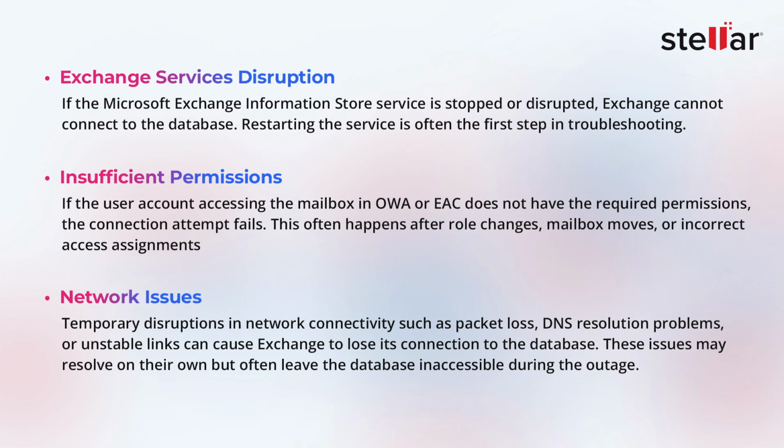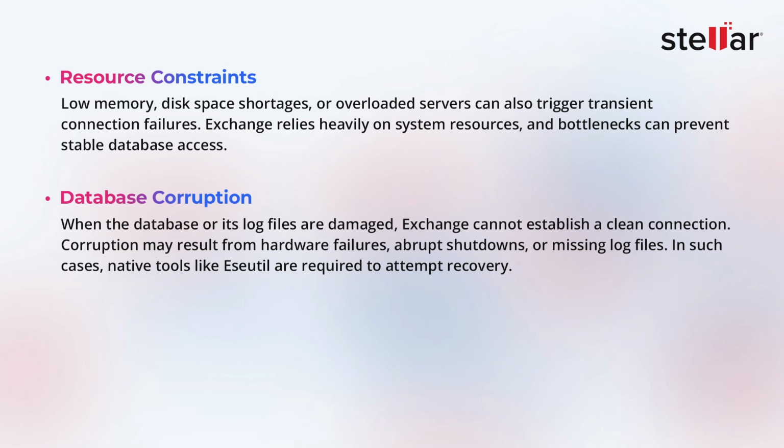Network issues. Temporary disruptions in network connectivity, such as packet loss, DNS resolution problems, or unstable links, can cause Exchange to lose its connection to the database. These issues may resolve on their own, but often leave the database inaccessible during the outage. Resource constraints. Low memory, disk space shortages, or overloaded servers can also trigger transient connection failures. Exchange relies heavily on system resources, and bottlenecks can prevent stable database access.